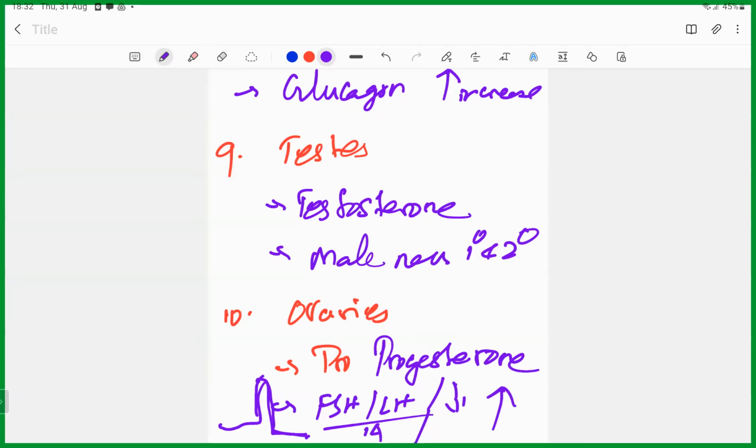Anyway, please go through this book. All the hormone functions are wonderfully explained, so it will definitely help you. Okay, thank you. And be ready for your assignment test, everything for this particular chapter.